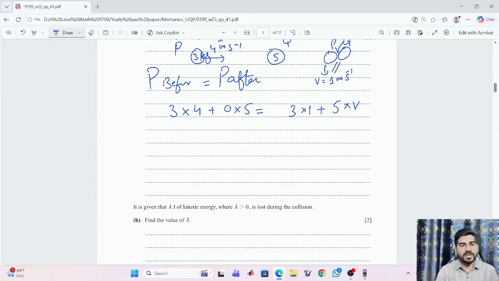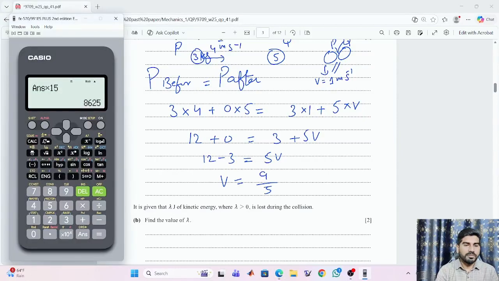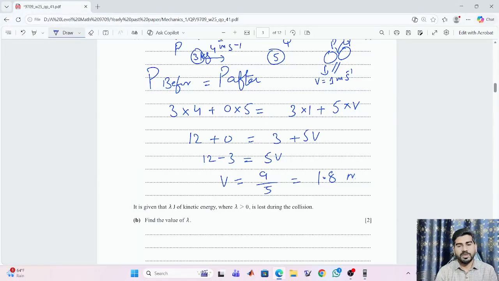So we can just calculate it. 3 times 4 is 12, plus 0, is equal to 3 plus 5V. Here 12 minus 3 is equal to 5V. So V is equal to 12 minus 3, which is 9, divided by 5. You can use your calculator to write the answer in decimal form. You can leave the answer in fraction form, but 9 divided by 5 is 1.8. I can write here 1.8 meters per second.